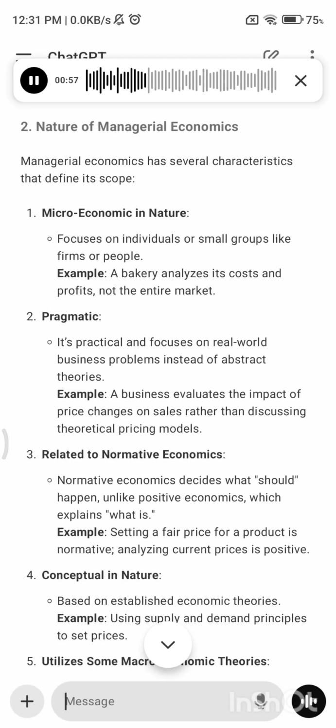2. Pragmatic. It's practical and focuses on real-world business problems instead of abstract theories. Example, a business evaluates the impact of price changes on sales rather than discussing theoretical pricing models.